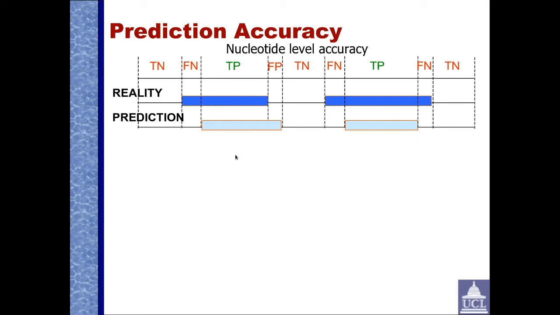So for each nucleotide, if we're predicting it's not an exon and the reality is that it's not an exon, then we have a true negative. If we predict it's not an exon but in reality it is, then we have a false negative. Where the prediction coincides with reality and we're predicting that it is an exon and indeed it is, we have a true positive. Where we predict it's an exon but it's not, we have a false positive. And here again we have coincidence of true negatives where we have prediction that it's not an exon, and indeed that's correct.